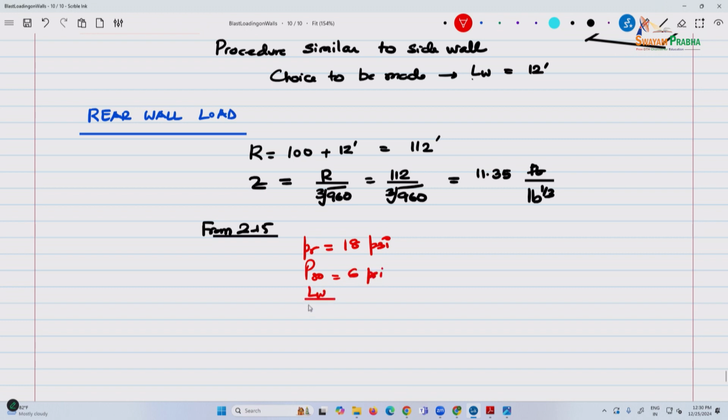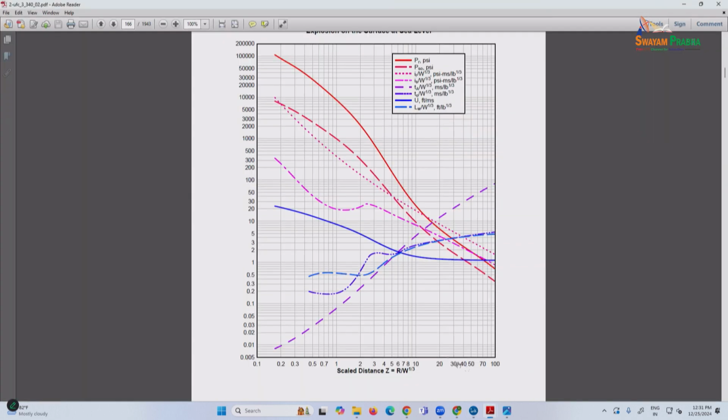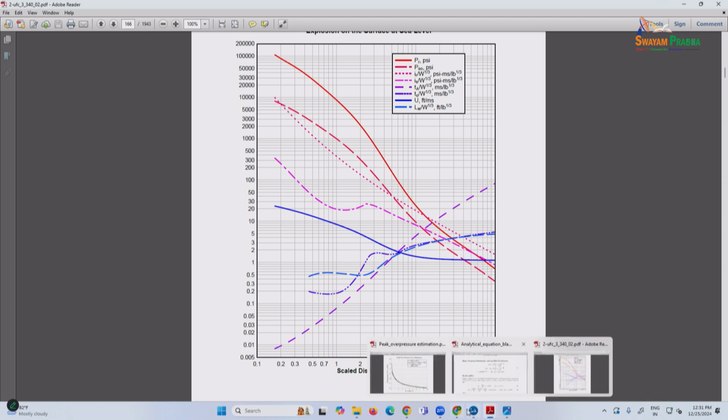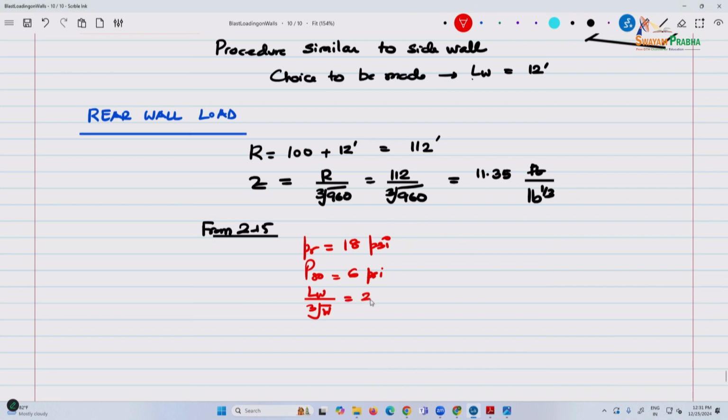And LW by cube root of W, which is the blue line here. So this is between 2 and 3, closer to let's say 2.75 or 2.8. Say this is 2.8. So LW, if you can help me with this, 2.8 multiplied by cube root of 960 is, say, 27.64 feet. Thank you.